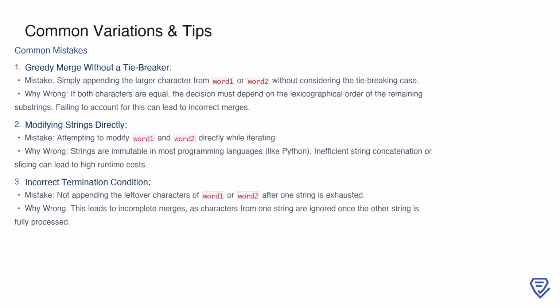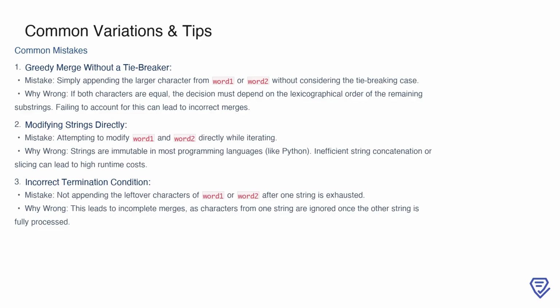One common mistake when solving this problem is using a greedy approach without a proper tie-breaking mechanism. For example, if you encounter two equal characters from word 1 and word 2, simply appending one without considering the lexicographical order of the remaining substrings can lead to a suboptimal result. It's important to compare the remainder of both strings and prioritize the one that results in the lexicographically largest merge.